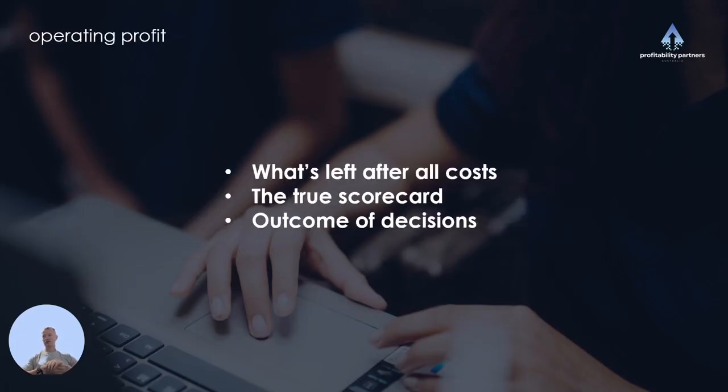And then operating profit is what's left. So that's after all costs are paid for, the sales are there. It's the true scorecard. It's the outcome of all decisions. If there's no profit, then the decisions beforehand need to be adjusted. So we might need to lift sales, or we've got to adjust our costs. And it's very important to understand it's an outcome. It's not something that's directly controllable. The inputs are controllable. The other items in the P&L, this is what's left.